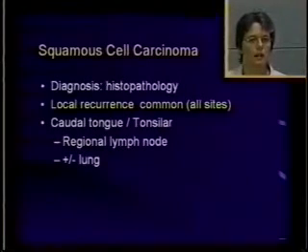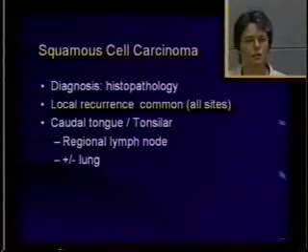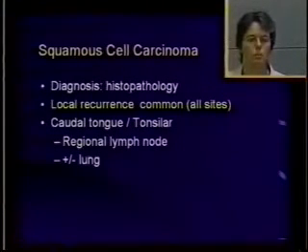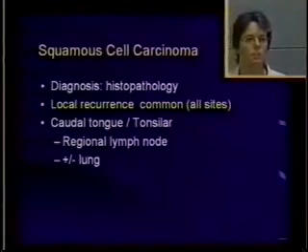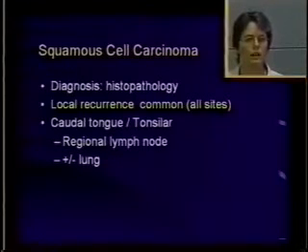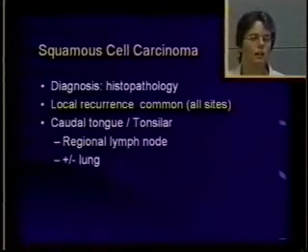The diagnosis is made on histopathology. It's a pretty aggressive tumor. Local recurrence is very common at all sites, and tumors that involve the caudal tongue or the tonsils tend to spread to the regional lymph nodes and then often spread to the lungs. So these can be very difficult tumors. We like to catch them early on and treat them aggressively because, as we said, the smaller they are, the more likely we are to be able to remove them surgically to try to reduce the local recurrence rate.